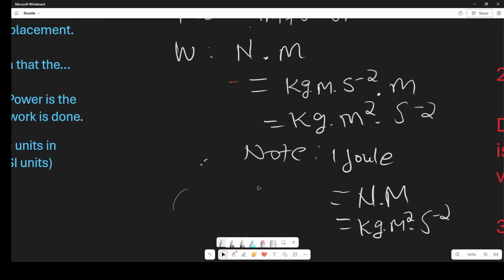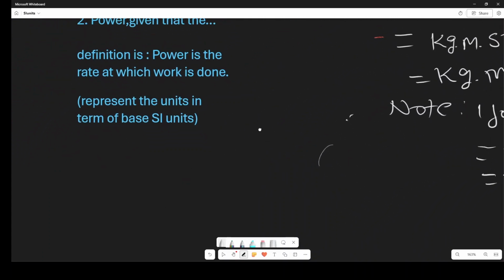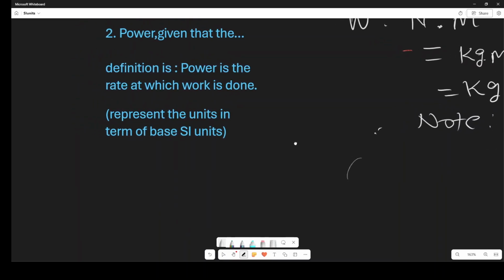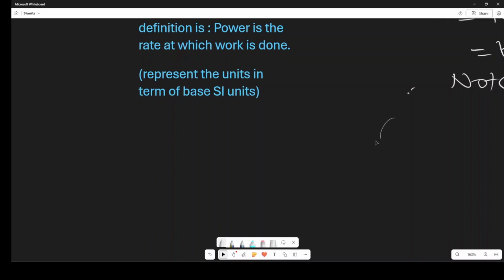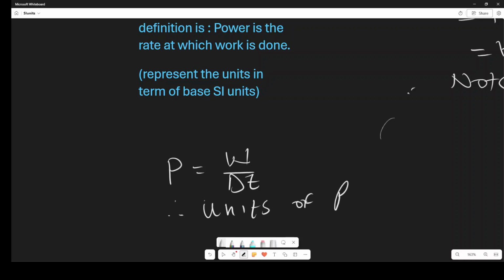All right, and then let's go to the second one. We will do the same thing. Power, we define power as the rate at which work is done. So that's work done per unit time. So therefore, units of power. So what are the units of power?